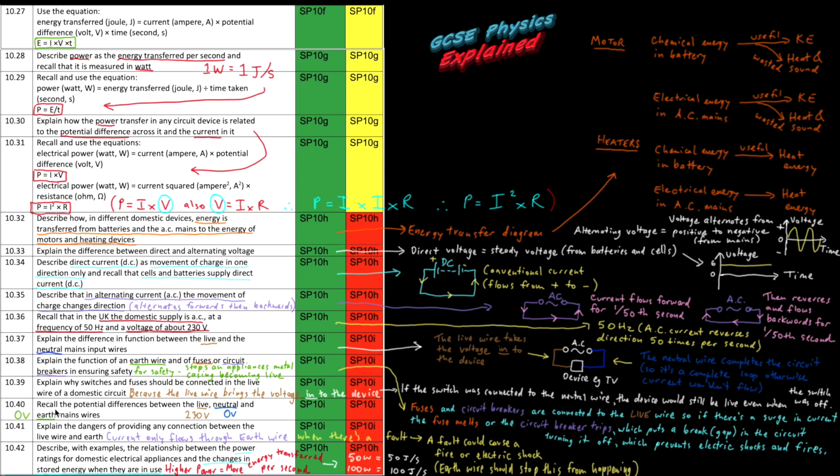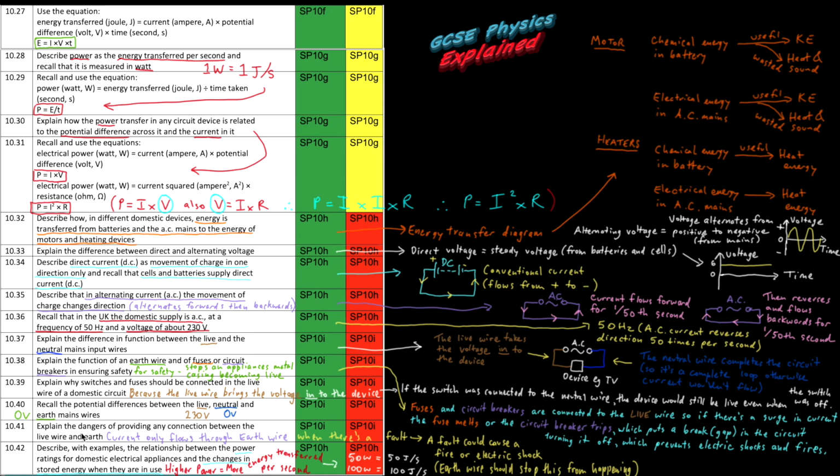10.40. Recall the potential differences between the live, neutral and earth mains wires. So in other words, tell us what the voltage is. Well, the voltage of the live wire is 230 volts, the neutral is 0 volts, and the earth is also 0 volts. 3 marks for them.